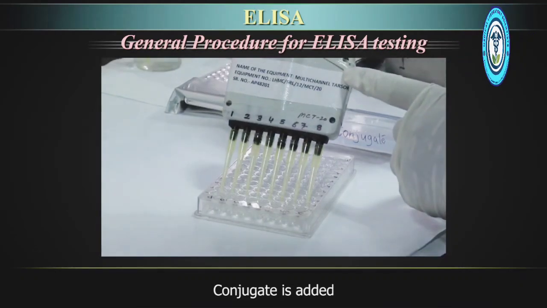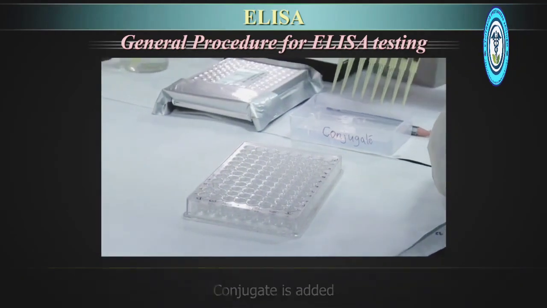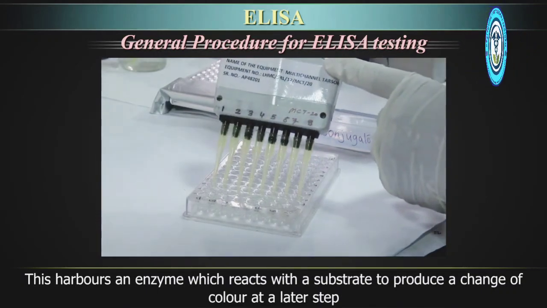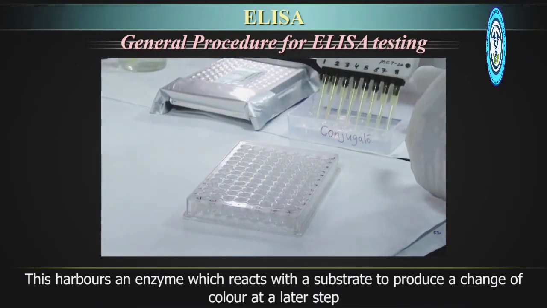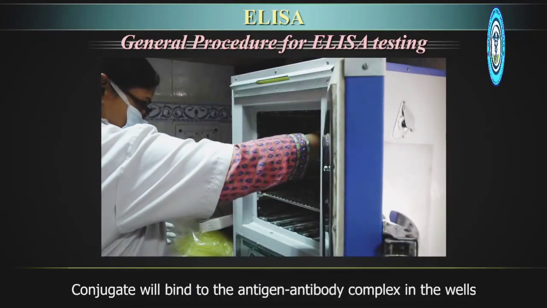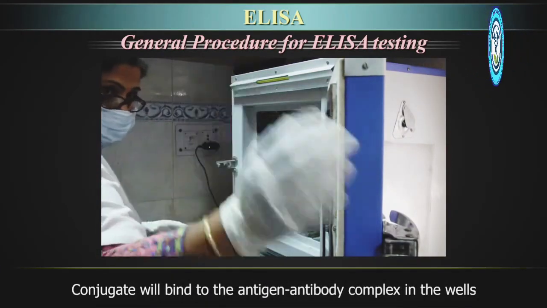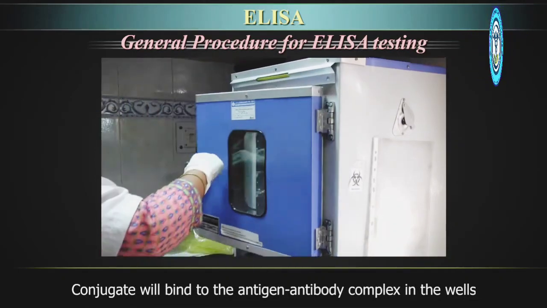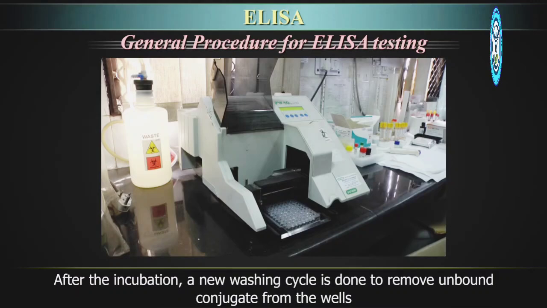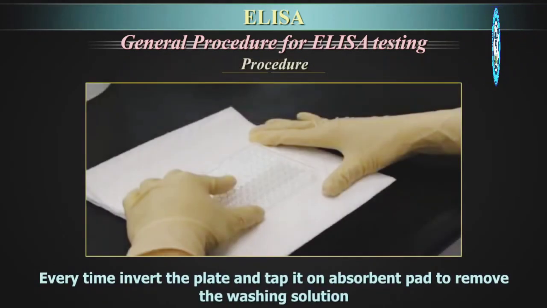Next, the conjugate, which is the secondary antibody, is added. This harbors an enzyme which reacts with the substrate to produce a change of color at a later step. Then begins a second period of incubation, during which the conjugate will bind to the antigen-antibody complex in the wells. After the incubation, a new washing cycle is done to remove unbound conjugate from the wells. Every time, invert the plate and tap it on absorbent pad to remove the washing solution.